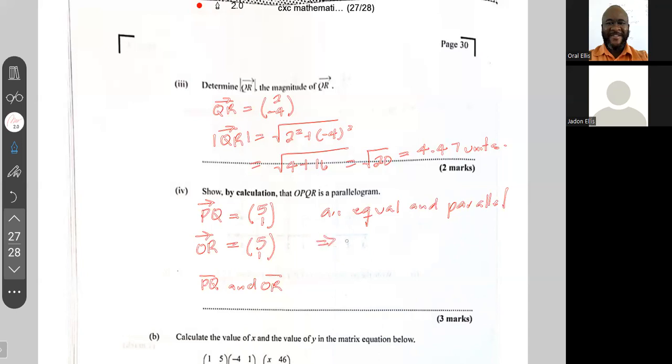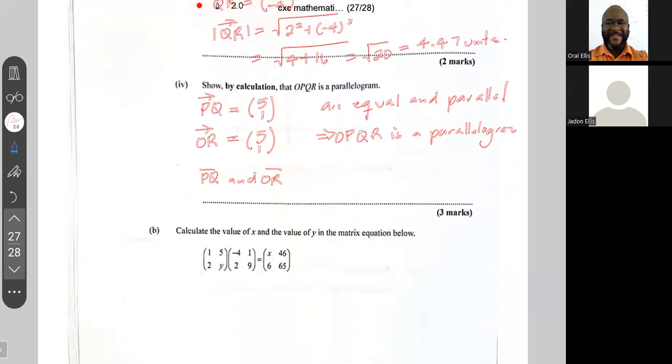Therefore, OPQR is a parallelogram. How do I know it's a parallelogram? Opposite sides are equal and parallel. Once I can show that one pair of opposite sides are equal and parallel, I'm showing that it is a parallelogram.